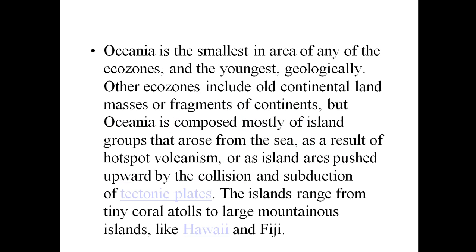It doesn't include any of the old continental land masses or fragments of countries, but they are all mostly fresh island groups arose from the sea as a result of volcanic activities. So the islands, I have told you there are more than 4,500 islands, range from tiny coral atolls to large mountainous islands like Hawaii and Fiji.